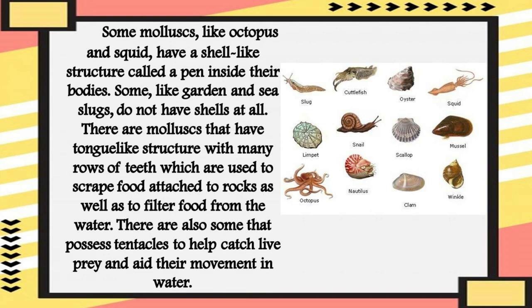There are mollusks that have a tongue-like structure with many rows of teeth which are used to scrape food attached to rocks as well as to filter food from the water. There are also some that possess tentacles to help catch live prey and aid their movement in water.